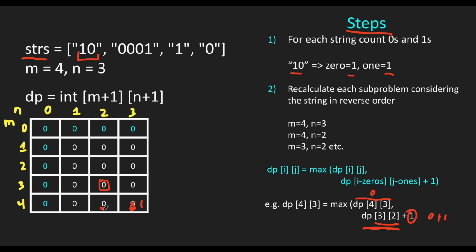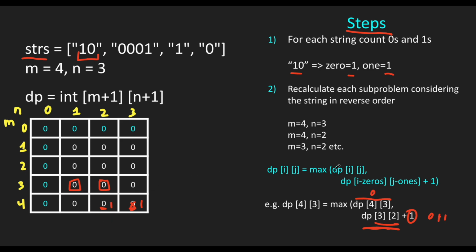Already the value that we already have, or we are considering our string. If we are considering our string, we are subtracting from I, which means that from 4 we are subtracting how many zeros we have, 1, and from the J we are subtracting how many ones we have. So exactly the same, right? We need to take this value 3 and the 2, and we are comparing. Again, we will update this value to 1.